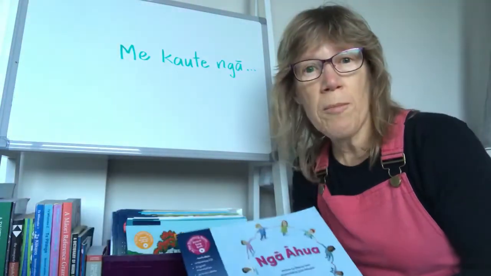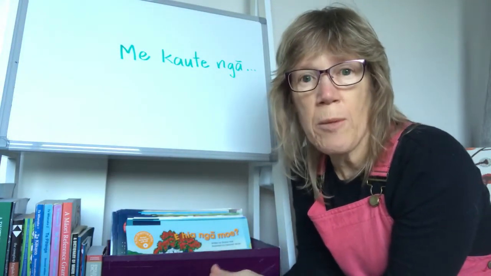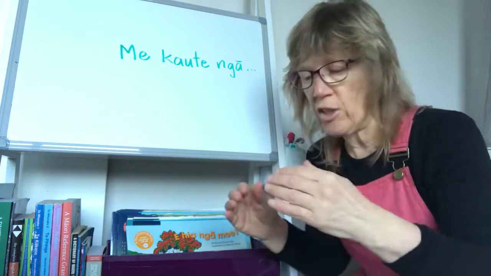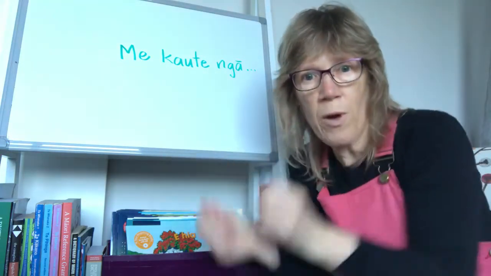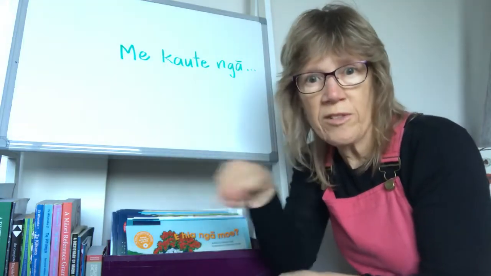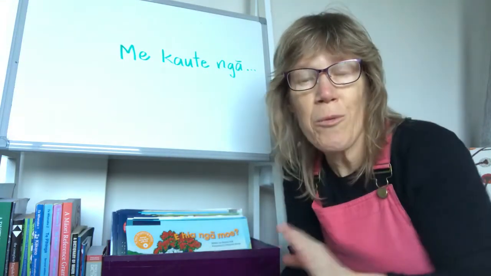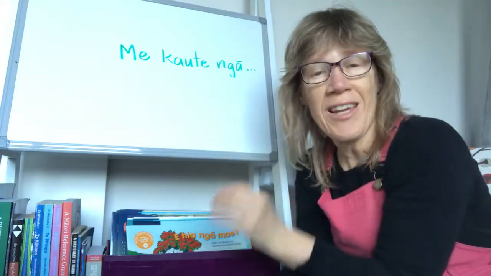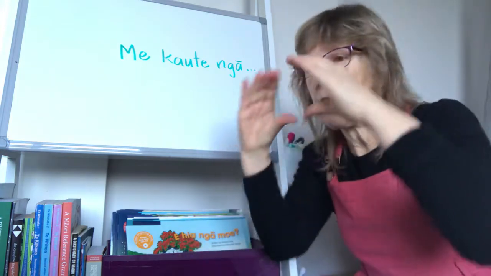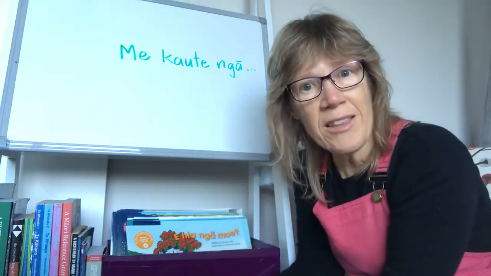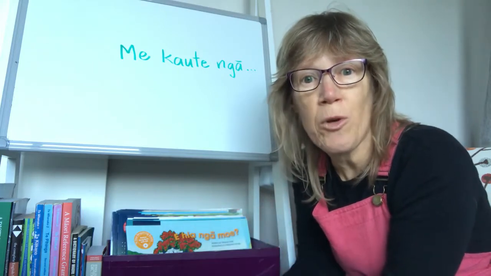So you could be talking about counting the shapes if you're talking about the shape words in te reo Māori, such as tapatoru for triangle, or manawa for heart, or porohita for circle, etc. You can look around the room and say me kaute ngā, let's count the tapatoru, me kaute ngā tapatoru, and you can say it like that. So children, you're kind of translating what you're saying.